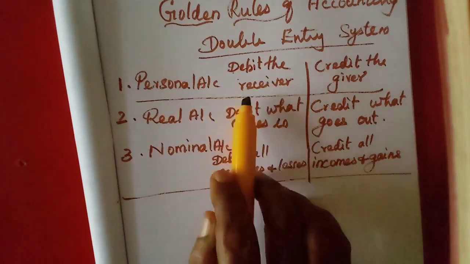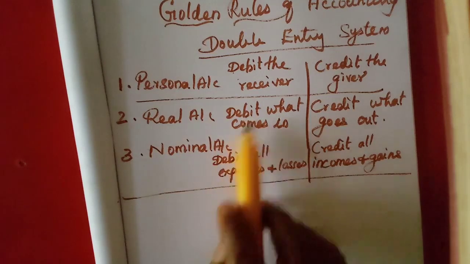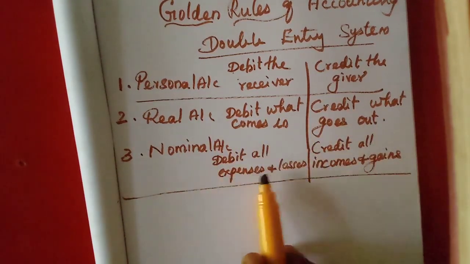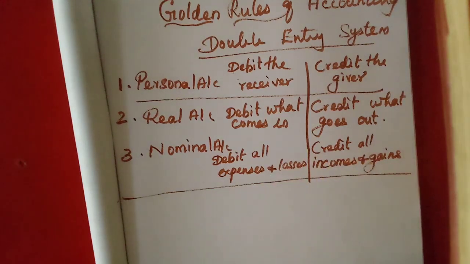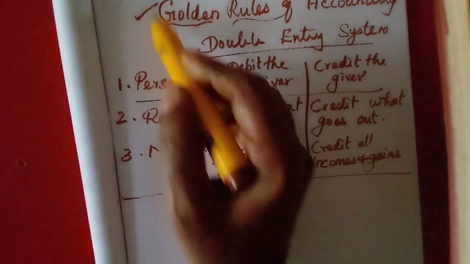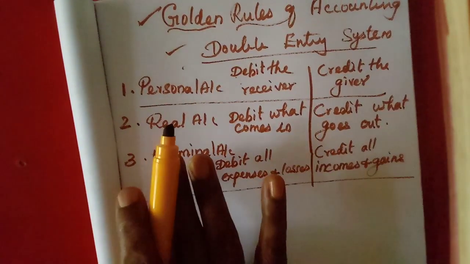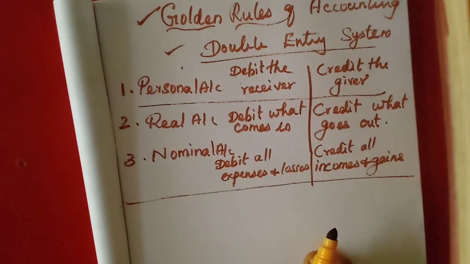Personal account: debit the receiver, credit the giver. Real account: debit what comes in, credit what goes out. Nominal account: debit all expenses and losses, credit all incomes and gains. Okay, this is the rule. This one you have to learn. You have to learn this one very well, very much.